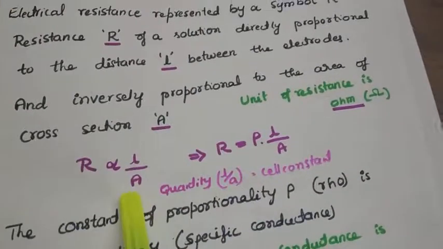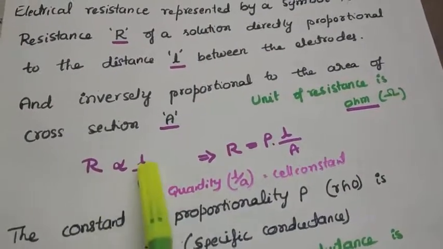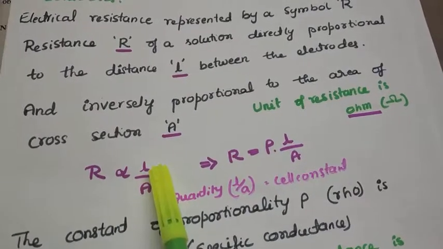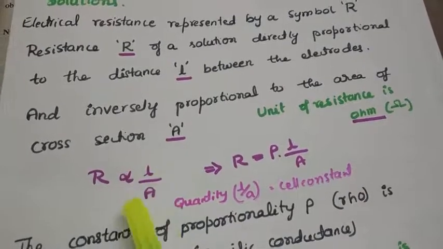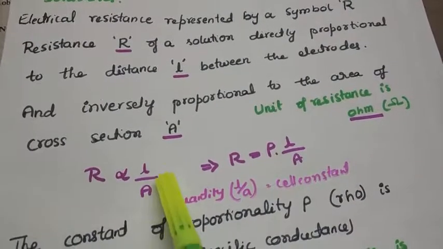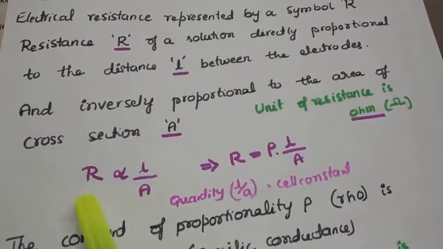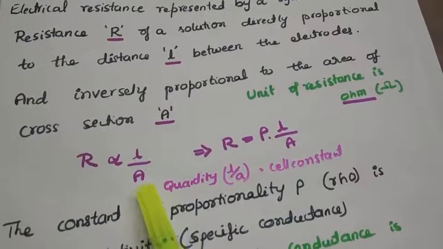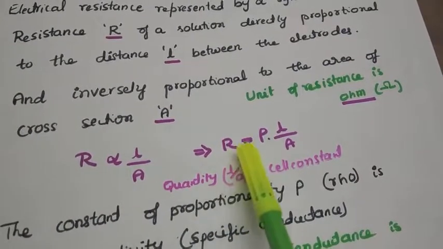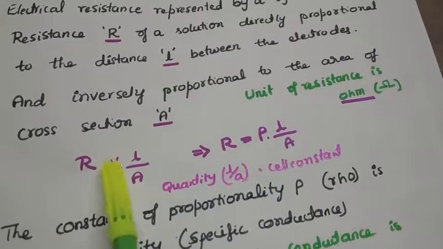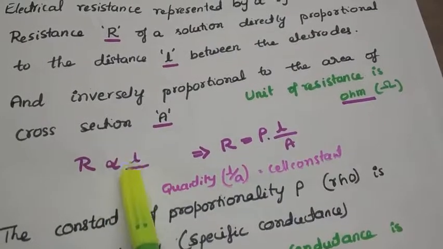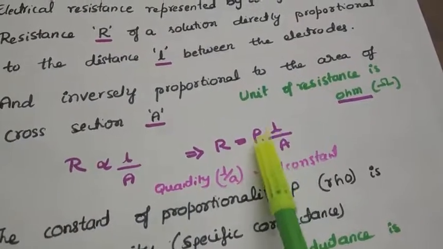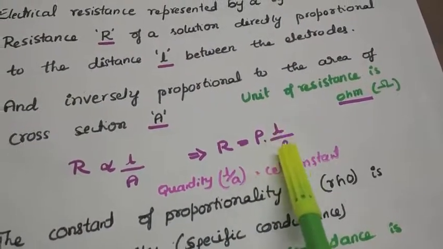So it is expressed as R is proportional to L. R is directly proportional to L, which is distance, and inversely proportional to the area of cross section, so 1 by A. So R is proportional to L by A. And the proportionality symbol is removed by adding a constant called rho, so R equals rho into L divided by A.